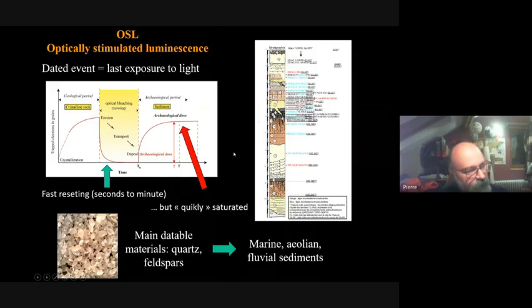The problem with this method is the sensitivity of these traps. As they are very sensitive, they are filled very quickly. So it is difficult to obtain very old ages with this method because the traps are quickly saturated.